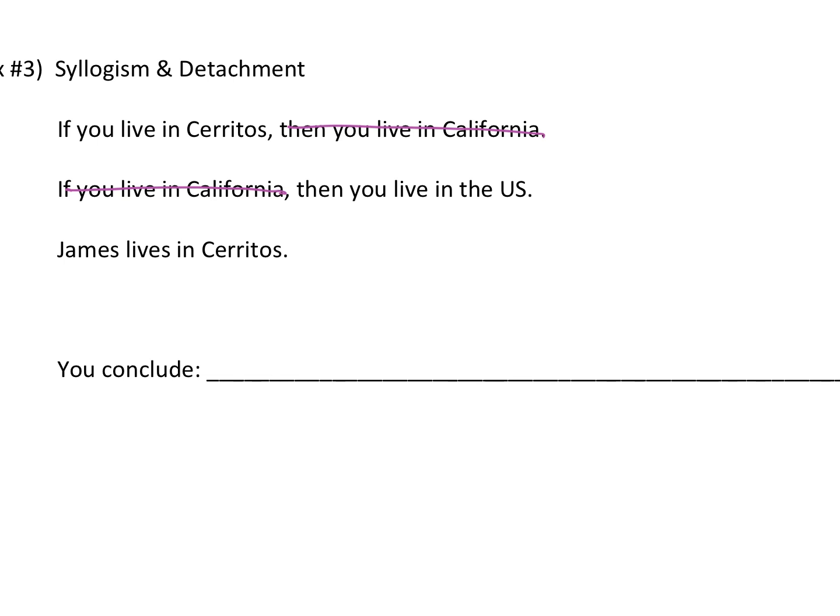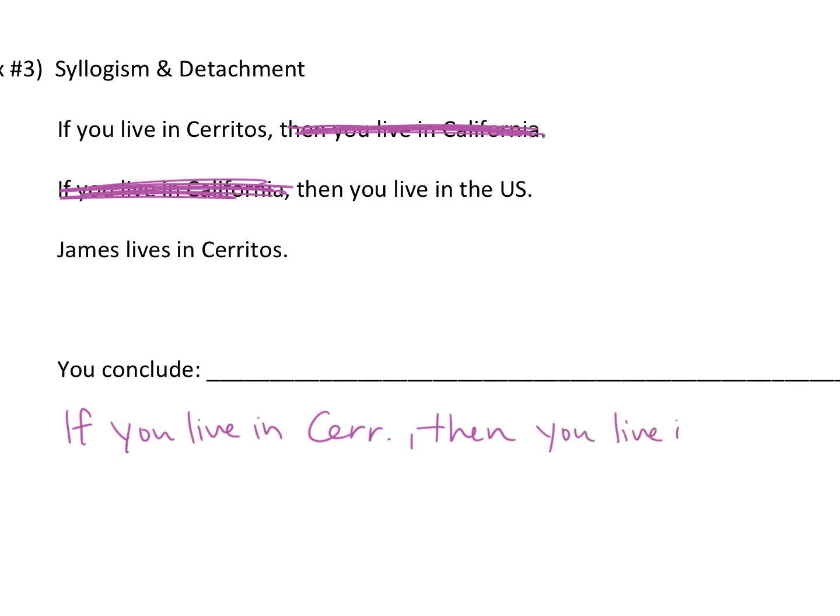Okay. So here's the thing. What you did here, you crossed out the 2 Californias. Which law is that? Is that detachment or syllogism? That's syllogism, right? Where the two that are the same go away. So now look at what you're left with. If you live in Cerritos, then you live in the US, okay? And James lives in Cerritos.